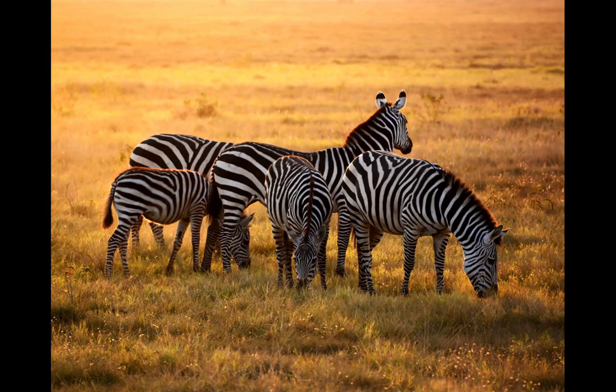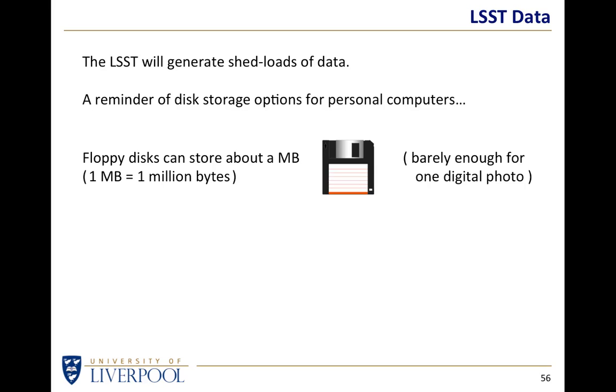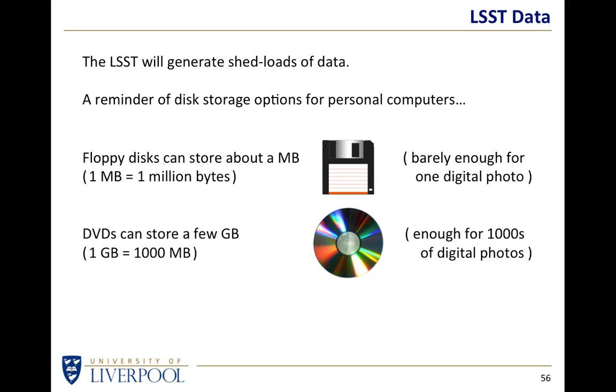I bet you didn't think zebras were going to turn up in this talk, did you? Okay, so there's a picture I took a couple of years ago of zebras. And this is something like, in this reproduction, a 2 megapixel image. And the image occupied something like 0.5 megabyte of disk storage. So in other words, if I wanted to, I could attempt to put two of those images onto a floppy disk.